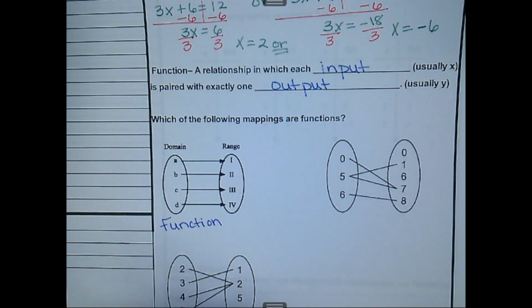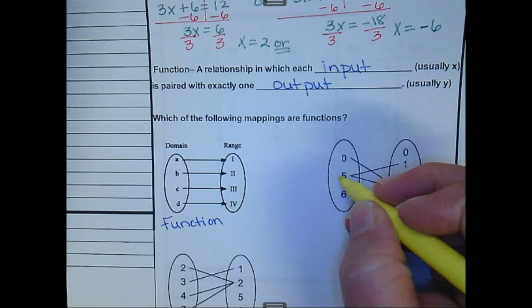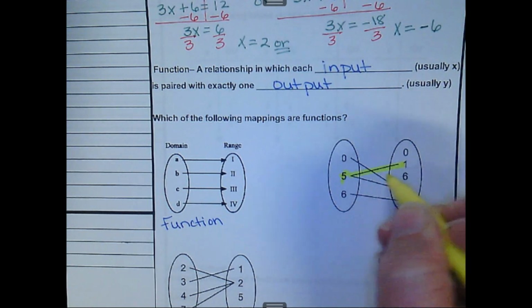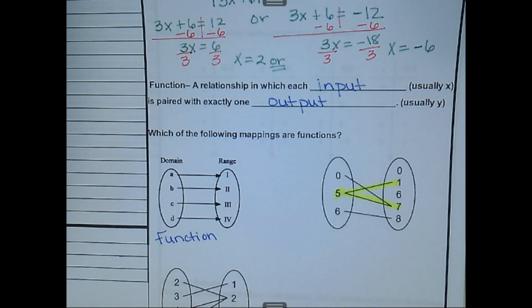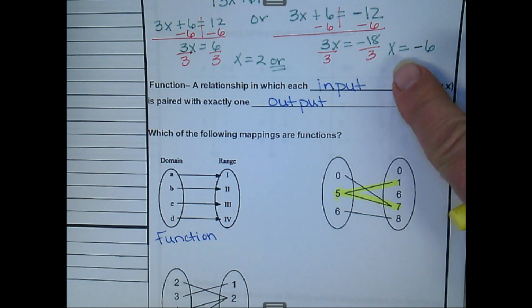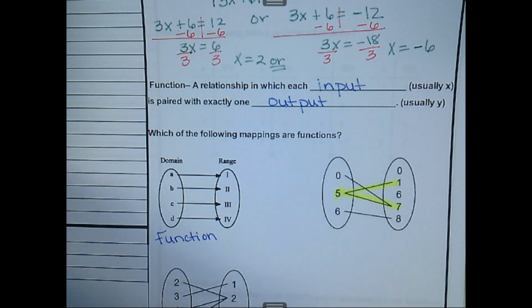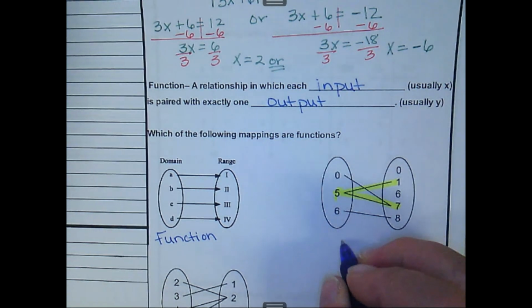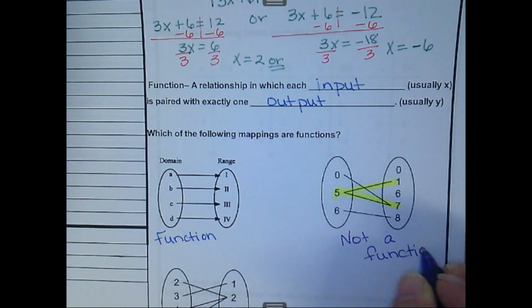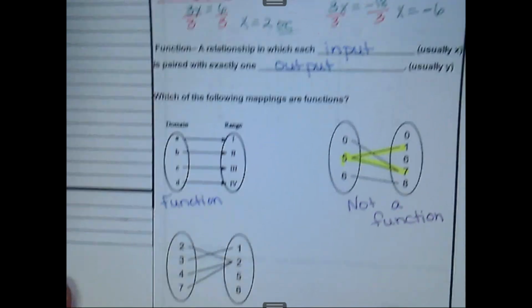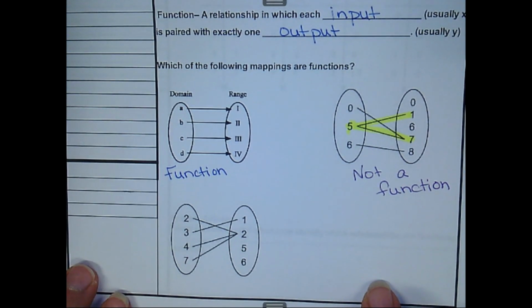0 goes to 7, but as I'm looking at 5, 5 goes to 1, and 5 also goes to 7. Well, that violates the rule that each input can only go to one output. So that one is not a function. With our mapping, we're looking to see where the lines go.